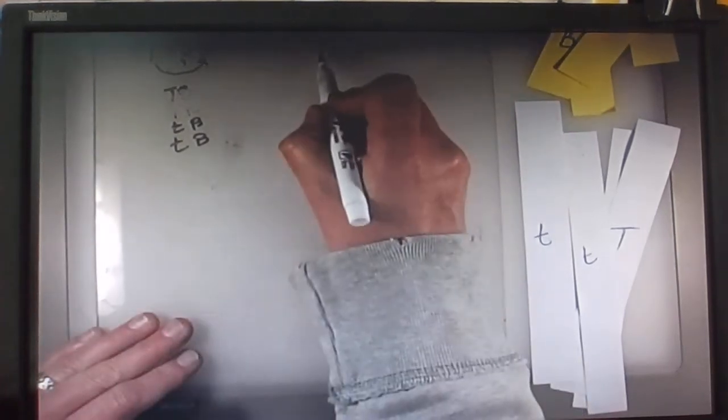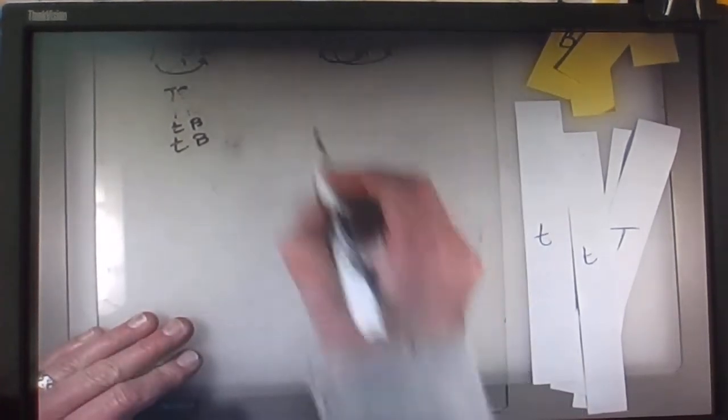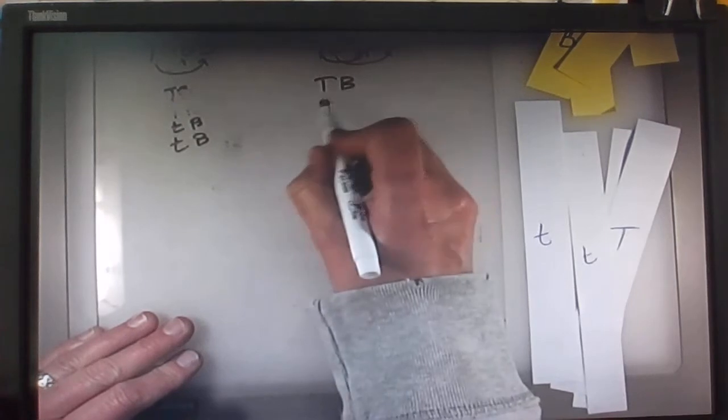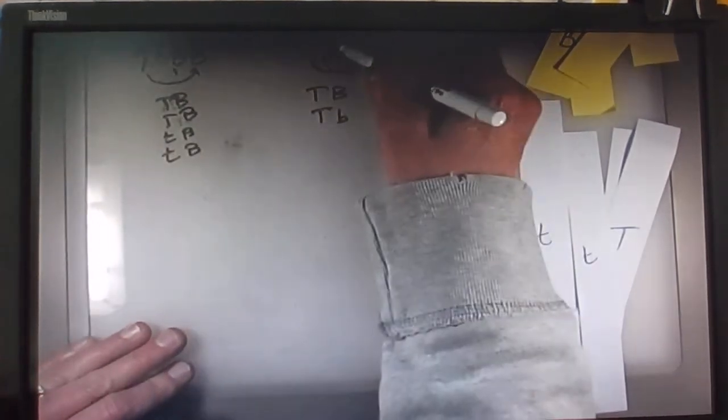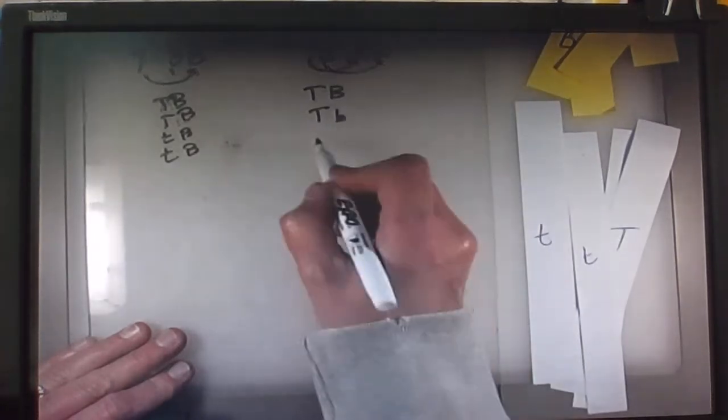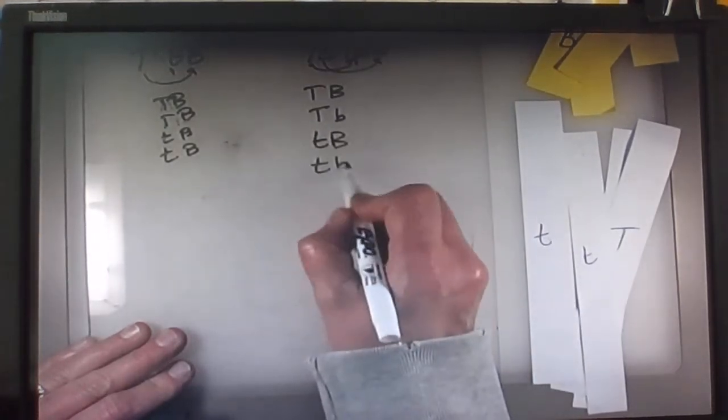What that means is this T could go with this or with that. So I could have this gamete or I can have that gamete. I messed these up. This lowercase t can go with this or can go with that. So I can have this gamete or I can have that gamete.